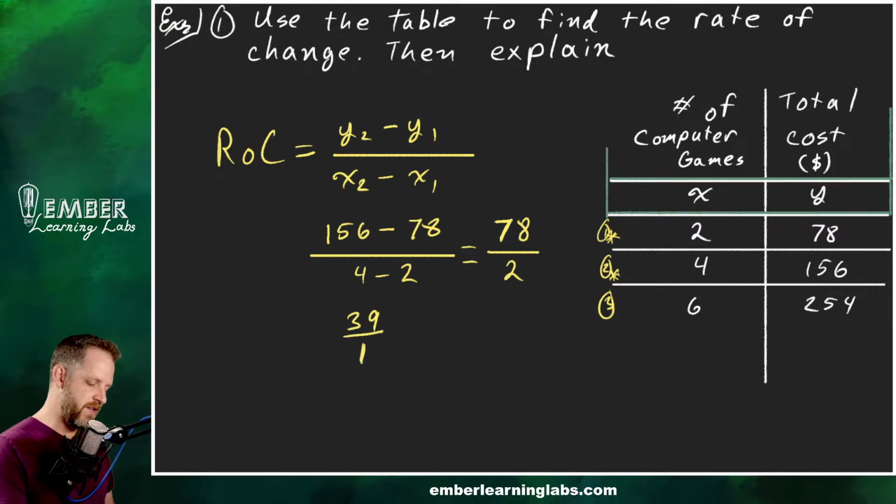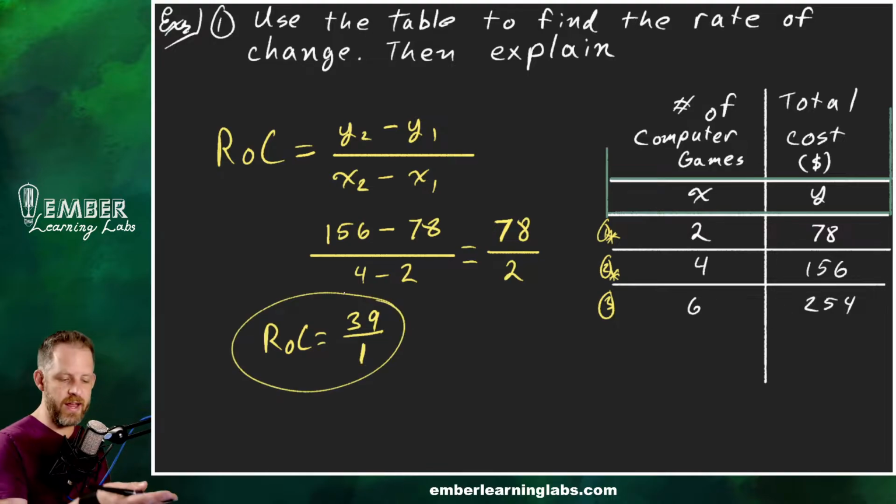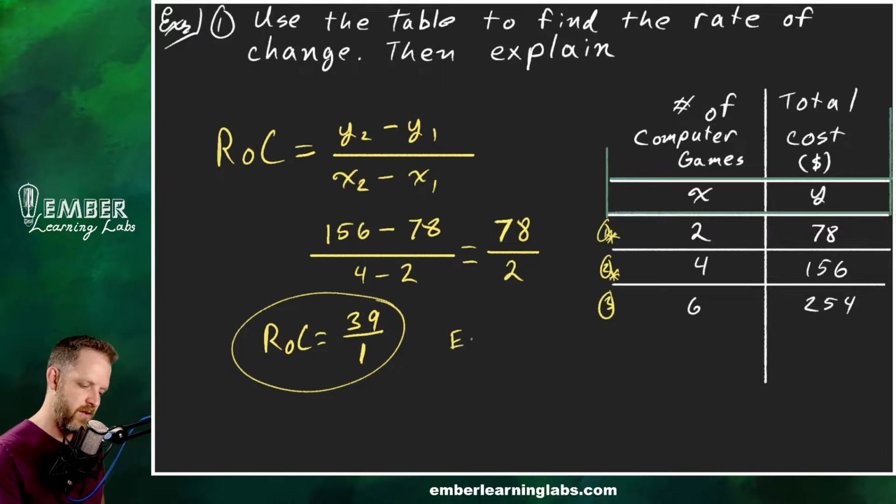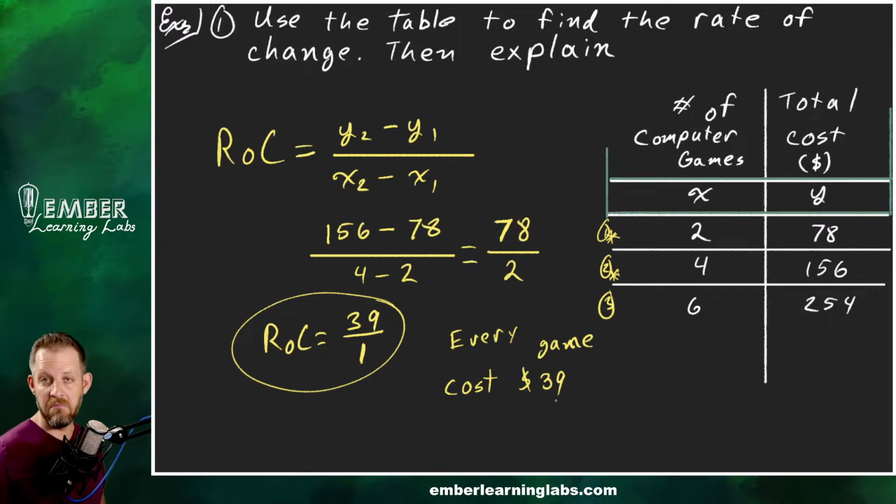So the rate of change is 39 over 1. That's part of the answer. Now we have to explain what it means. What that means is that every game costs, in whatever hypothetical situation this is, $39. For every one game, they paid $39. There you go.